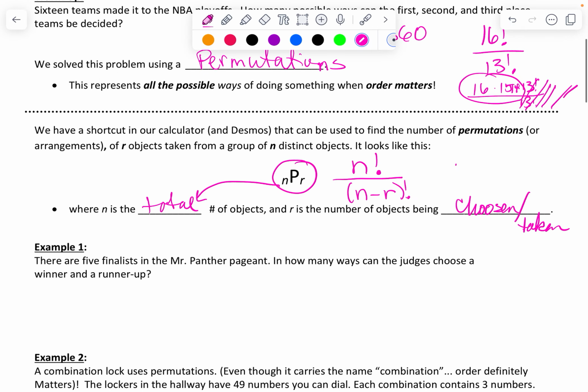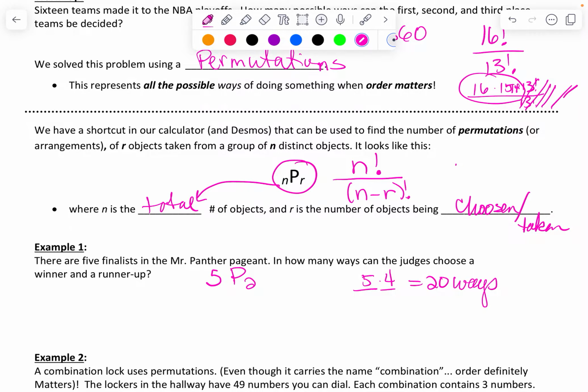Okay. There are 5 finalists in the Mr. Panther pageant. In how many ways can the judges choose a winner and a runner-up? So if you have 5 and you want to choose 2, we can put that in the calculator. But really, we have 5 ways of picking the first one and 4 ways of picking the next one. There would be 20 ways.